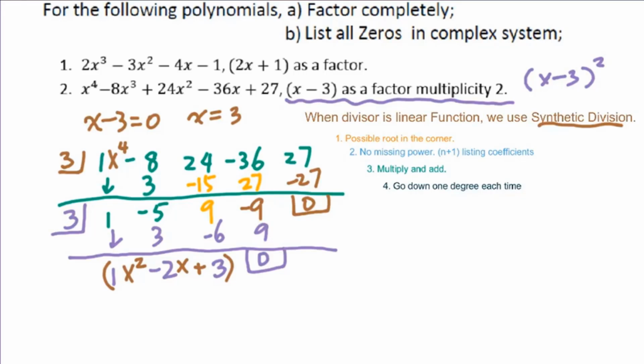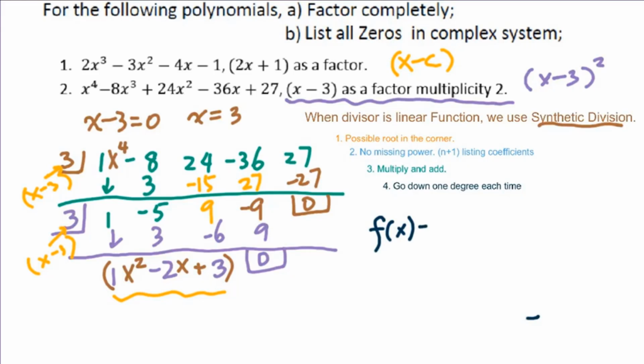Therefore, remember x minus c is a factor, so from here we get x minus 3. This one is also x minus 3. Therefore, f of x equals x minus 3 times x minus 3, then times x squared minus 2x plus 3.